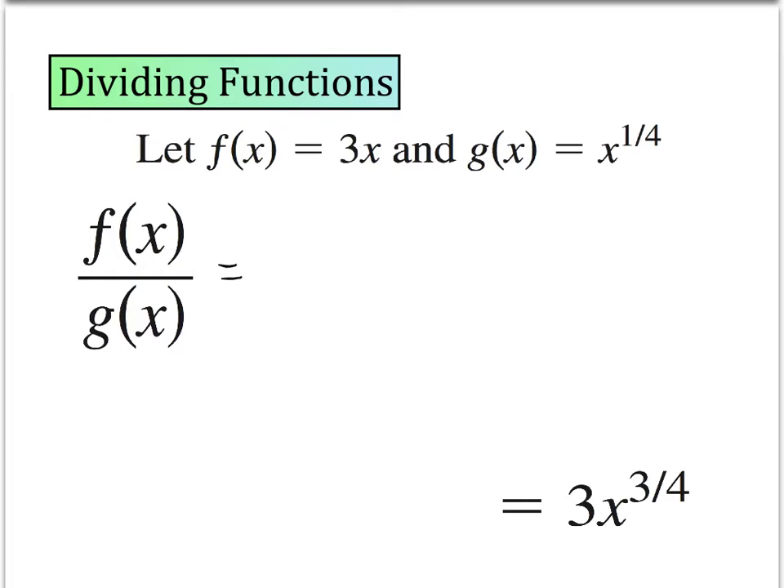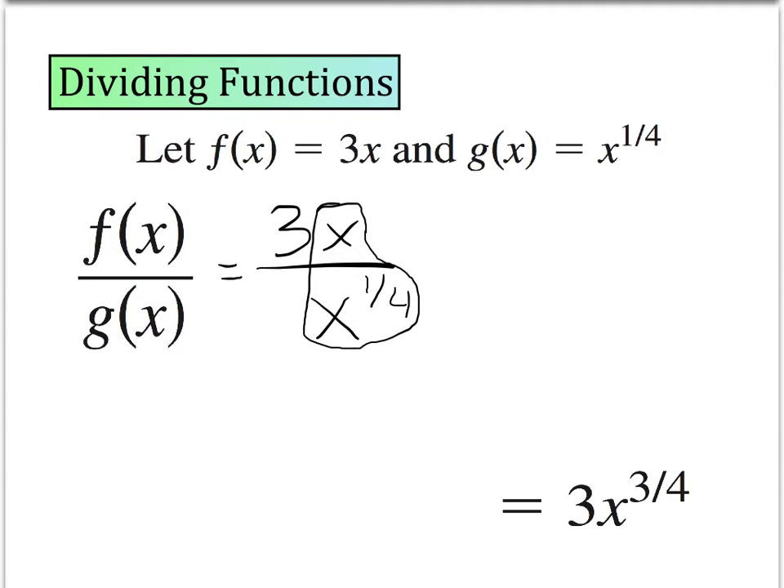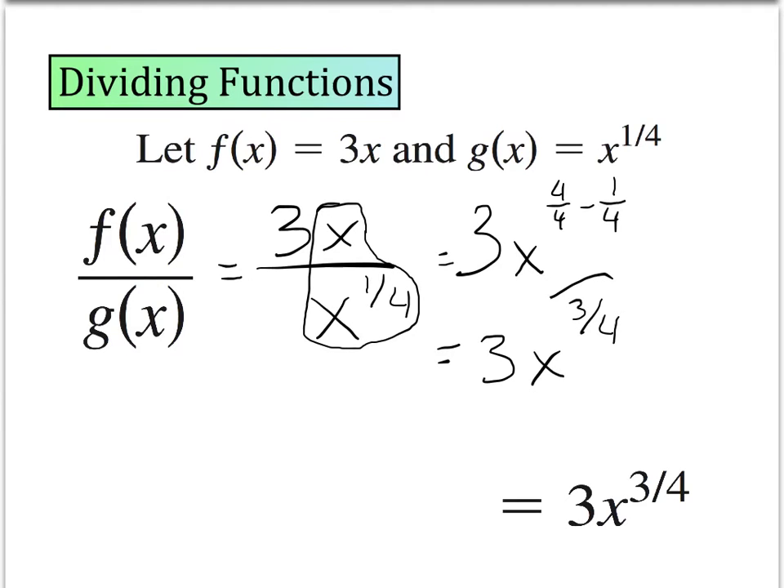And division, same thing. If we're going to be dividing these two, we line them up. Since x and x have similar bases, we know we can subtract those exponent values. So it's really 3x to the 4/4 minus 1/4, and we do that, we have 3x to the 3/4. Those are the four examples of addition, subtraction, multiplication, and dividing of functions.